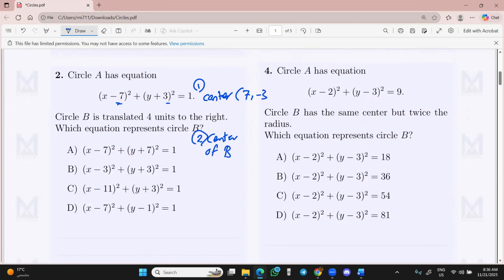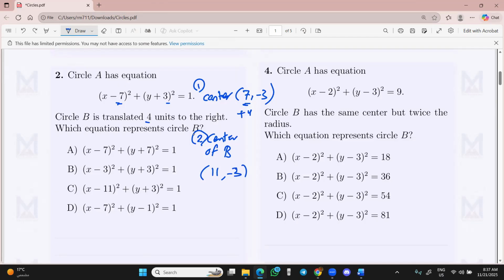The center of circle B is the same as this, but we add 4 units to the right. We move this 7 four units to the right, which means adding 4 to the 7. Why don't we add 4 to the 3? Because the 7 is responsible for right and left, and this negative 3 is for up and down. So always remember that when I say right and left, we are concerned about the x value, not the y value. So here the 7 should be moved 4 units to the right, I mean plus 4. This new center will be 7 plus 4, which is 11, and then negative 3 stays negative 3.